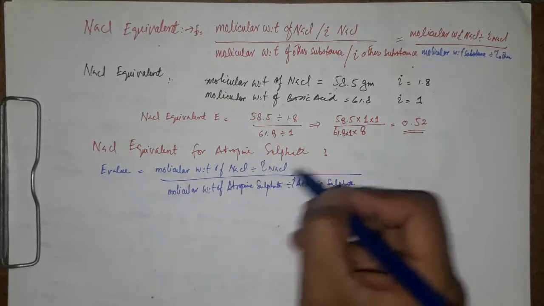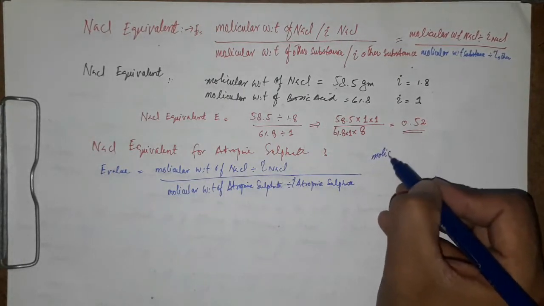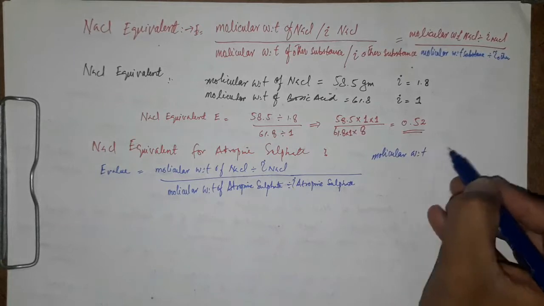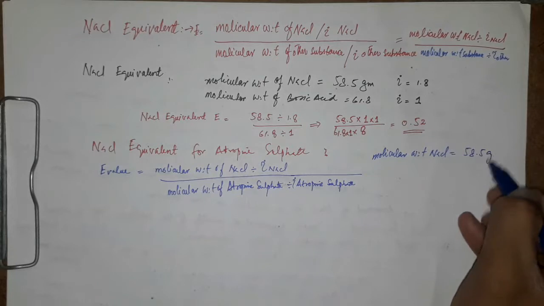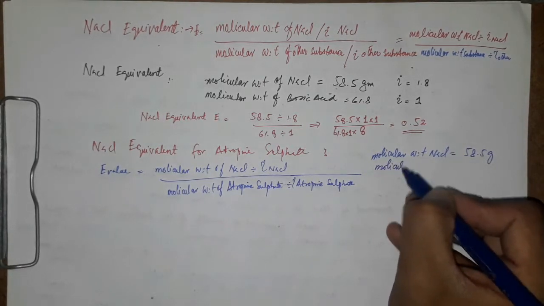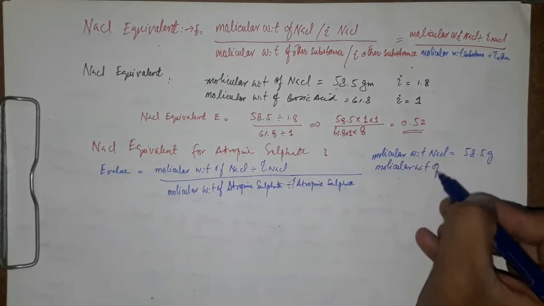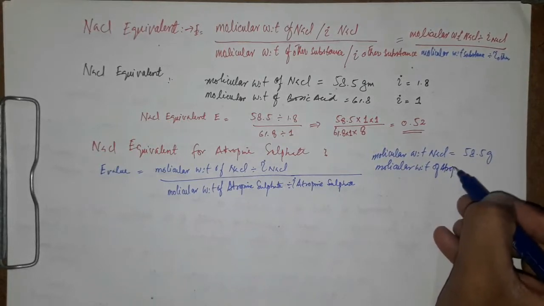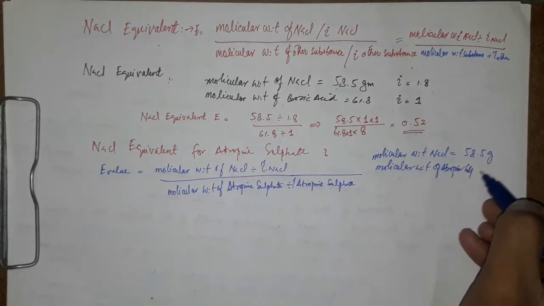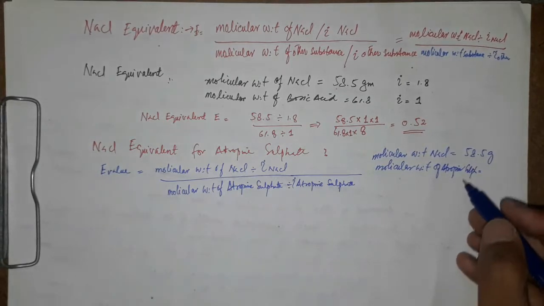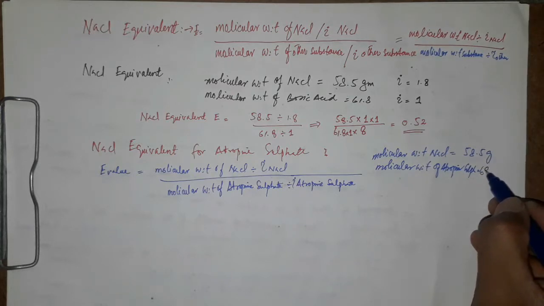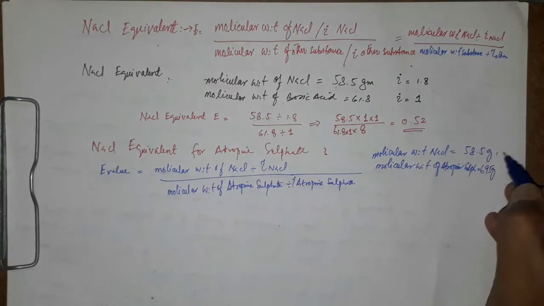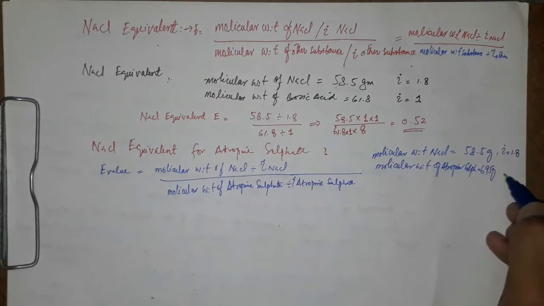What is the molecular weight of sodium chloride? We know that the molecular weight of sodium chloride is equal to 58.5 grams. Now the molecular weight of atropine sulfate, how much? This is 695 grams. What is its i value? The i value of sodium chloride is 1.8. What is the i value for atropine sulfate? It is 2.6.